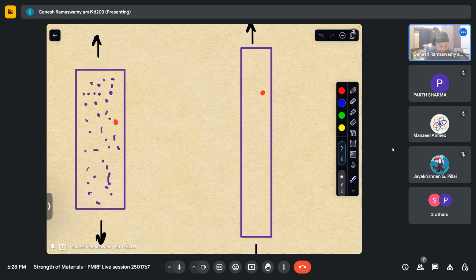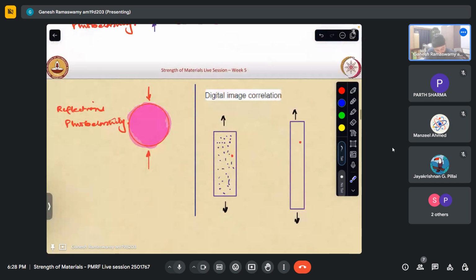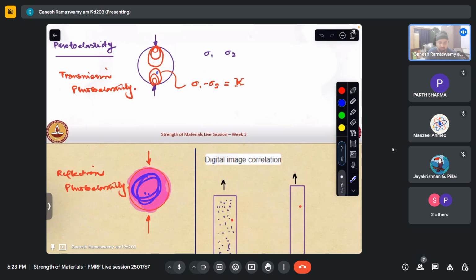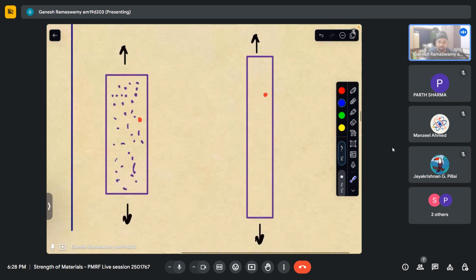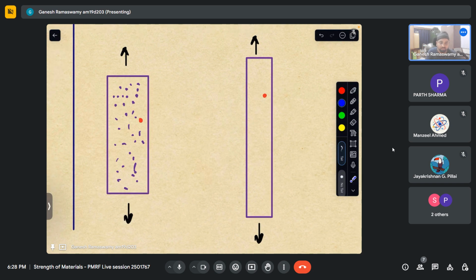And it turns out that in terms of measuring displacement, DIC as it is called, is much better than reflection photoelasticity, because its response is not very strong as compared to the transmission part. If we see the reflection part, the fringes will be very feeble. Whereas here, the principle itself is very different. We make speckles, we are tracking the speckles. So this is quite extensively used in measuring whole field displacements.